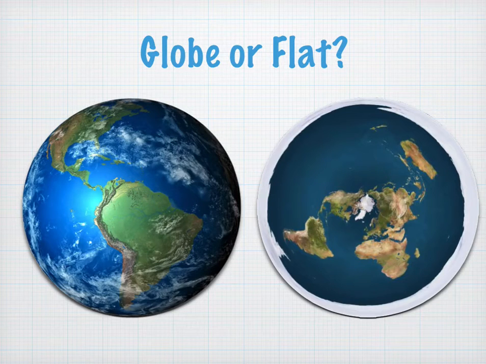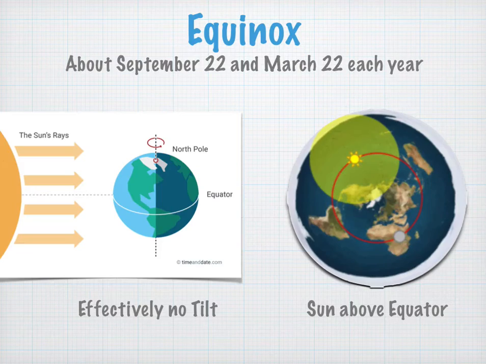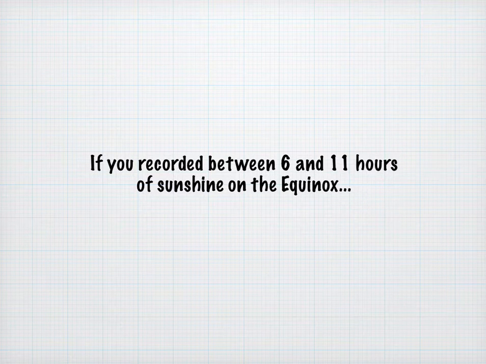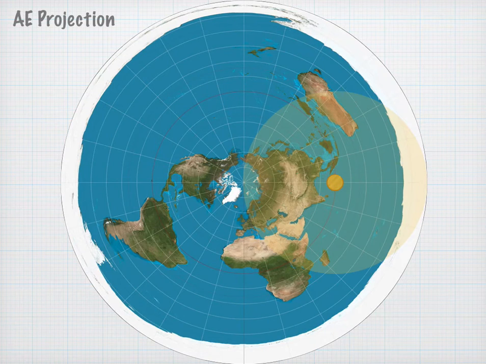So, globe or flat? Now there are several possible scenarios and ways we're going to analyze the data, so just try to keep an open mind, look at all possibilities. So on the equinox, in the globe Earth model, there is effectively no tilt to the Earth's axis. So half of the Earth gets sun from pole to pole. Whereas on the flat Earth map, the sun is simply following a circuit over the equator. So if you recorded between 6 and 11 hours of sunshine on the equinox, this might support the flat Earth model.